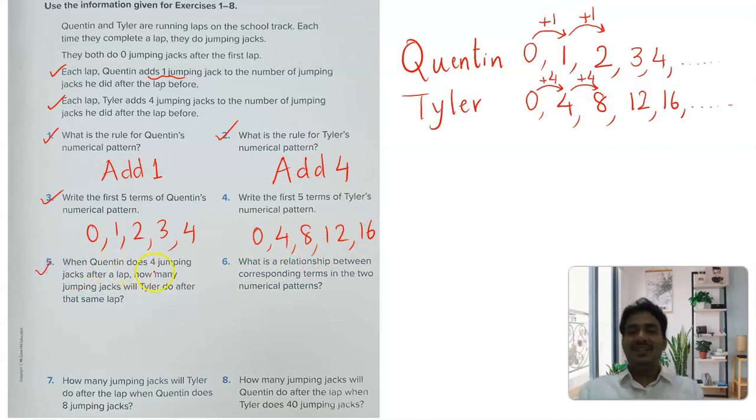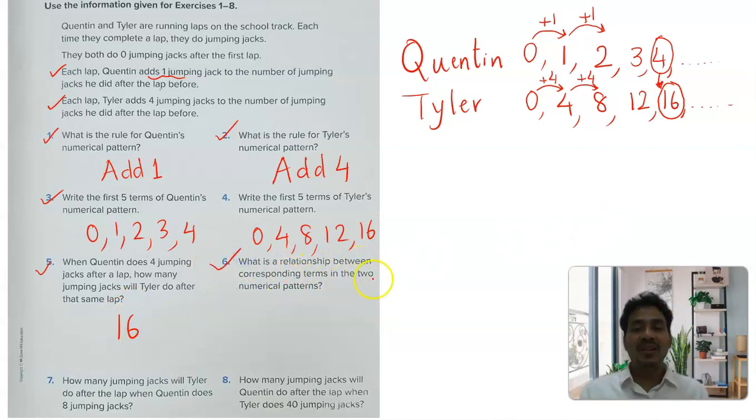When Quentin does 4 jumping jacks after a lap, how many jumping jacks will Tyler do after that same lap? So they are asking, when Quentin finishes 4 jumping jacks, correspondingly, what will Tyler do? How many jumping jacks will he perform? He will perform 16.